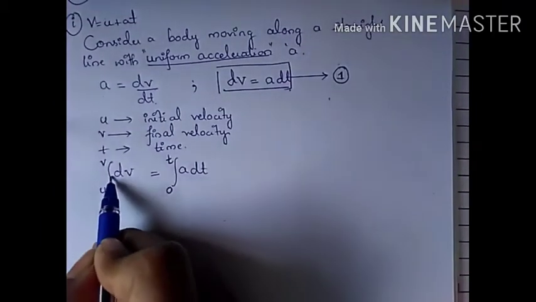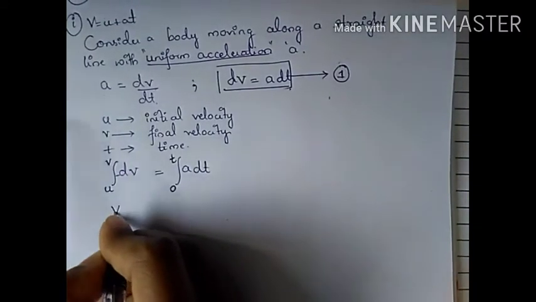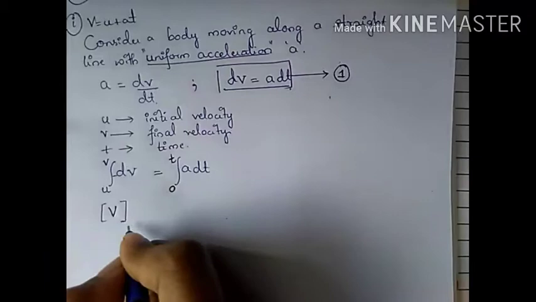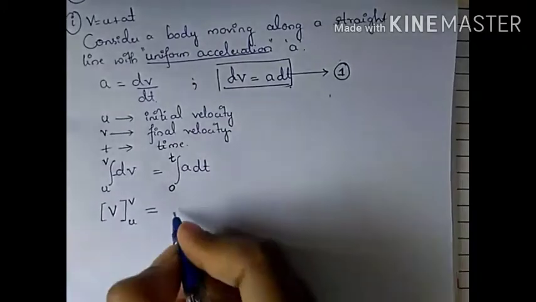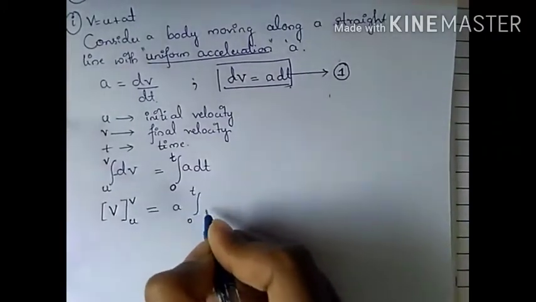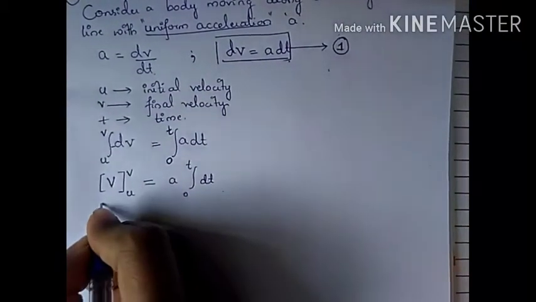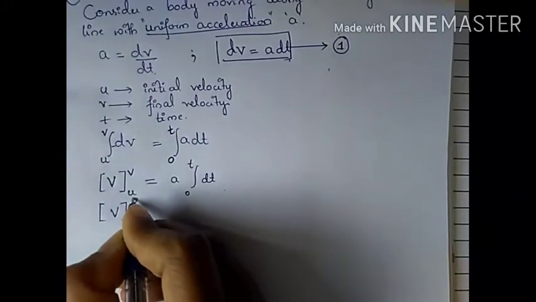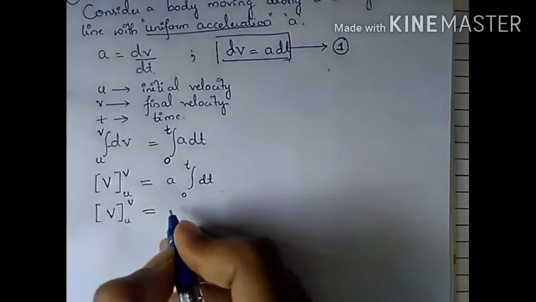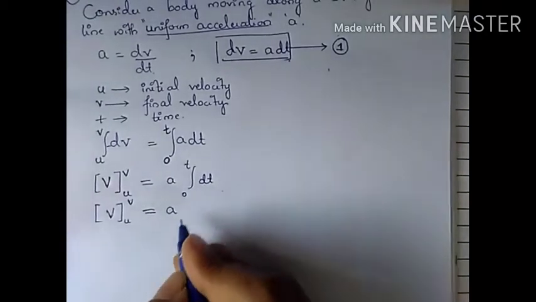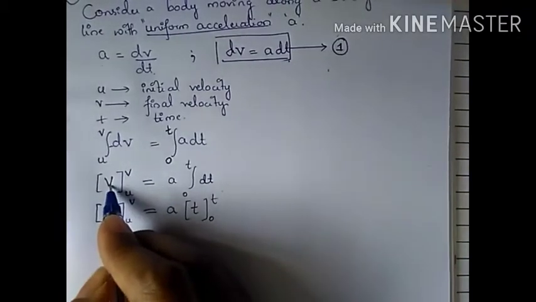Since there is no other variable with dv, the integration of dv will give you v with the limits u to v. Next, a is constant and cannot be integrated, so we have a times the integral of dt from 0 to t. Now if you integrate dt, you will get t, like the way we got v here.